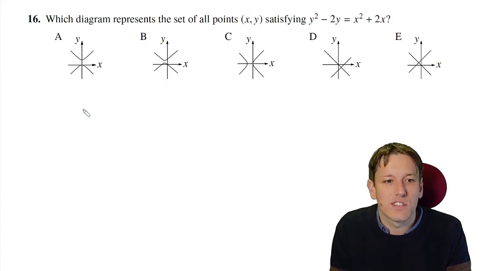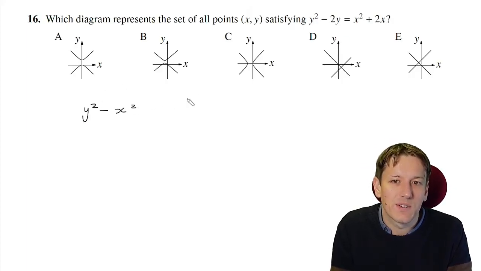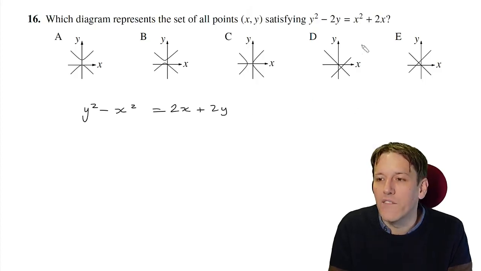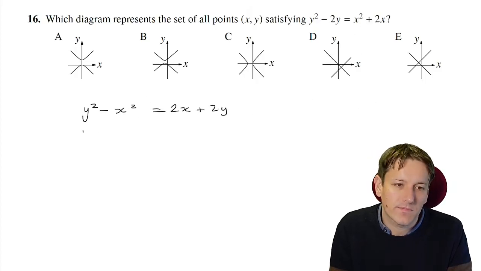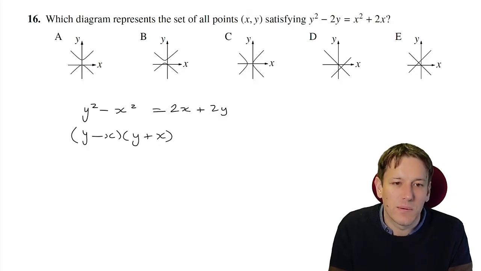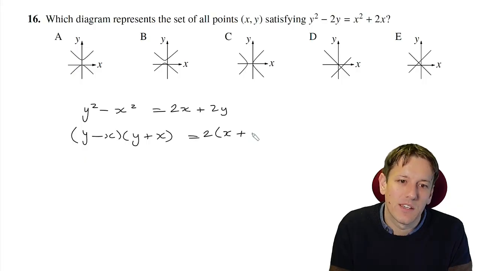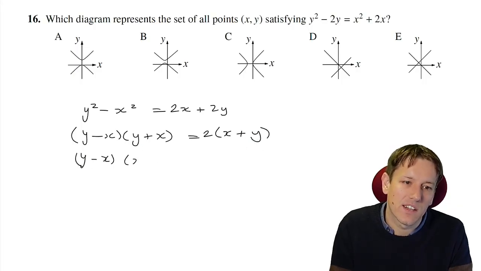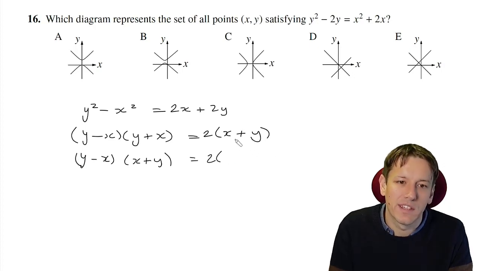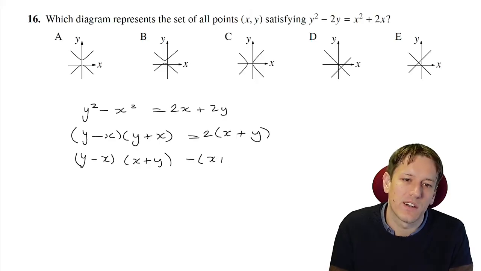We could rearrange this original equation to say y squared minus x squared equals 2x plus 2y, and then we could factorize using the difference of two squares here. Y minus x times y plus x is equal to 2 times x plus y. So actually if I think of this side as y minus x times x plus y is 2 lots of x plus y, and then let's subtract the 2 lots of x plus y from both sides.